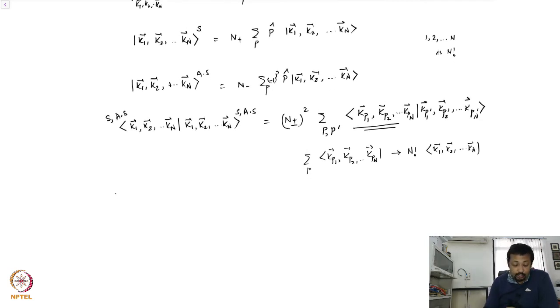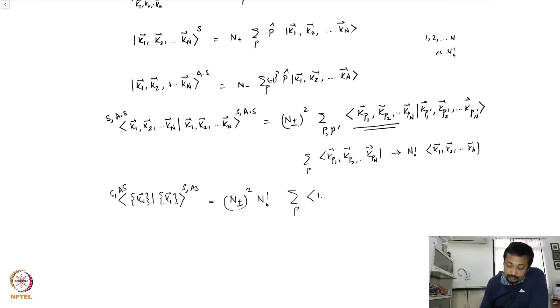So our normalization essentially means that for the symmetric and antisymmetric wave function, this becomes N plus minus whole square times n factorial. I'll be just left with one sum over <k1, k2, kn | k p1, k p2, k pn>.